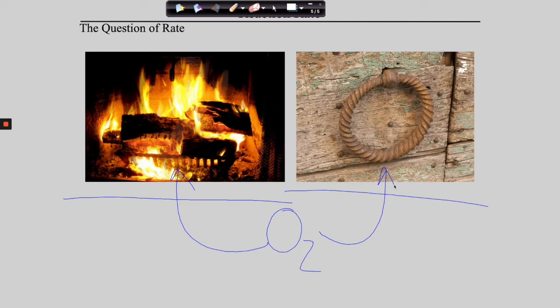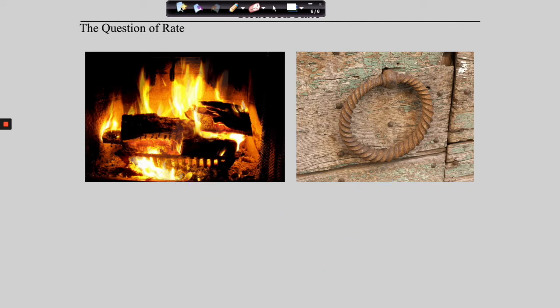And the answer is no. When metal rusts, it is not a reaction with water and it's not a reaction with salt. Salt and water encourage the reaction, but ultimately it's actually a reaction with oxygen. So guys, both of these then, as we now understand, are reactions with oxygen. Here then becomes the question.